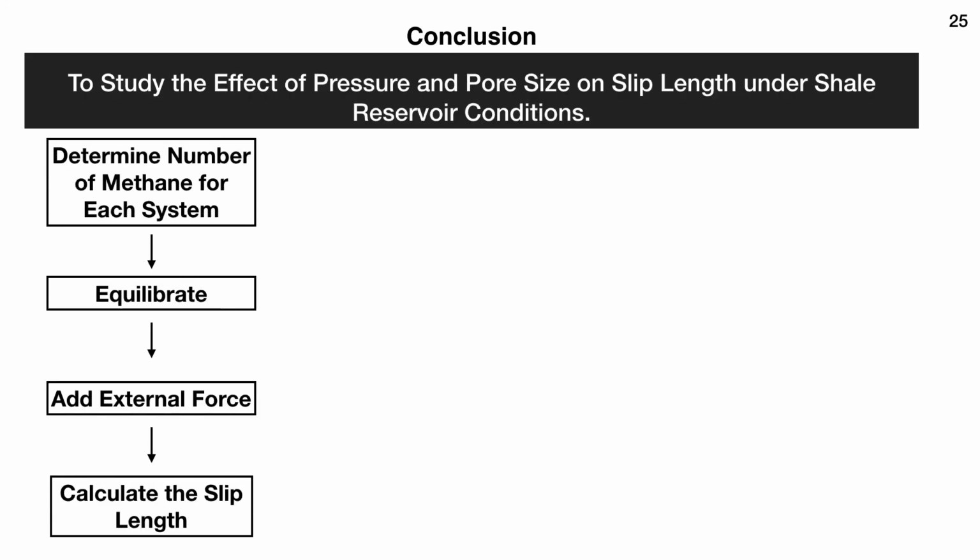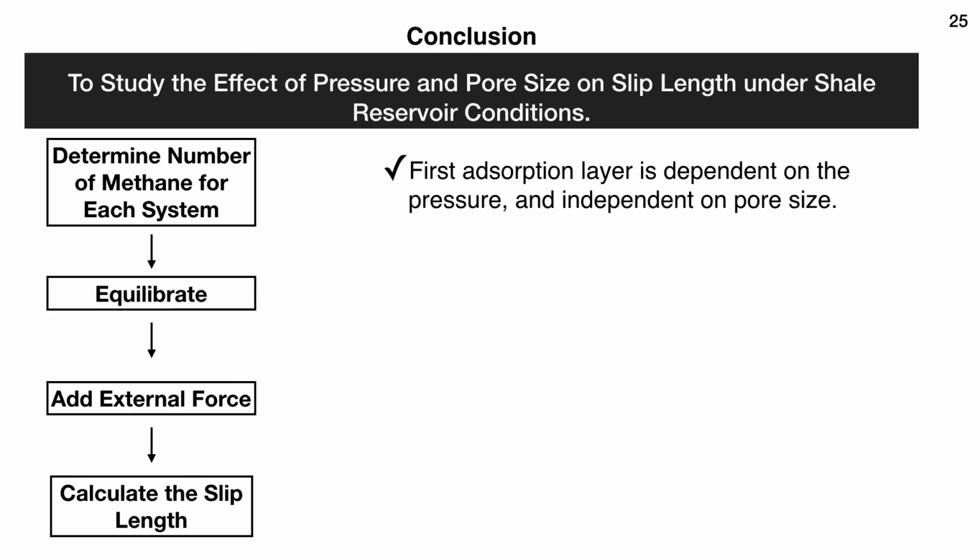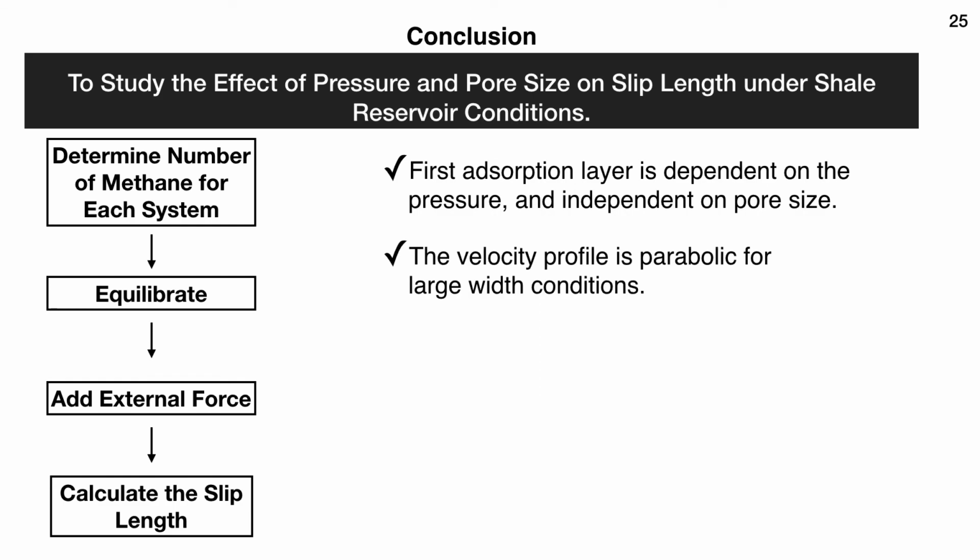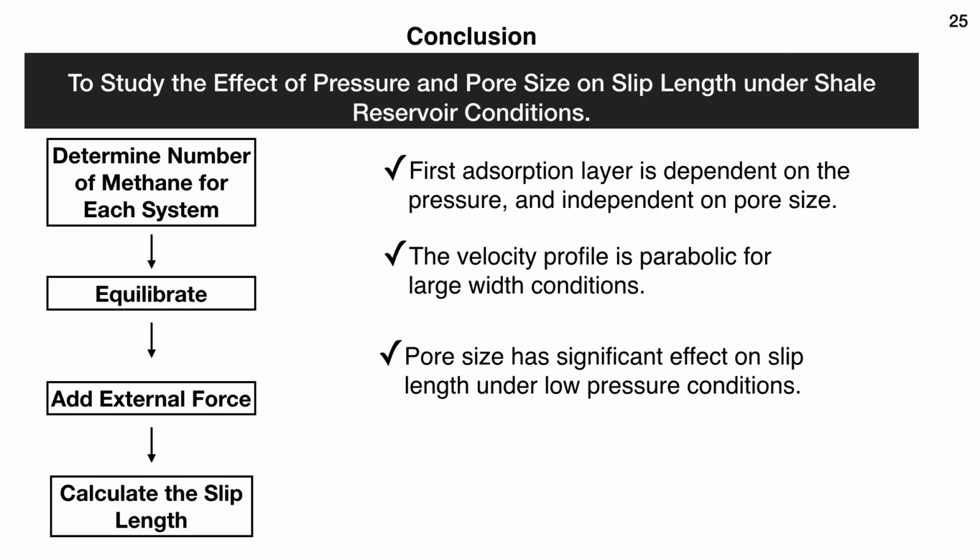So here is the conclusion. The objective of this work is to study the effect of pressure and pore size on slip lengths under shale reservoir conditions. And in order to achieve this goal, we went through several steps, and we found that the first adsorption layer is dependent on the pressure and independent of pore size. The velocity profile is parabolic for large width conditions. The pore size has a significant effect on slip lengths under low pressure conditions, and the average density plays an important role in such slip length increment.